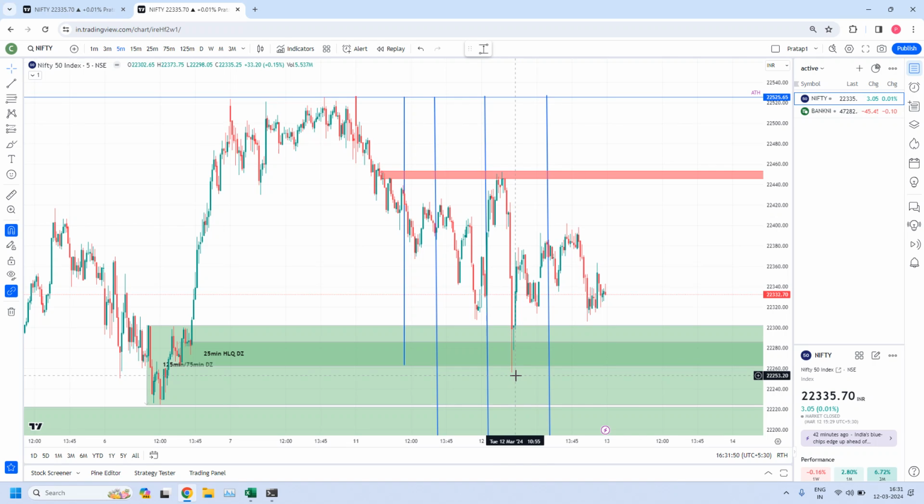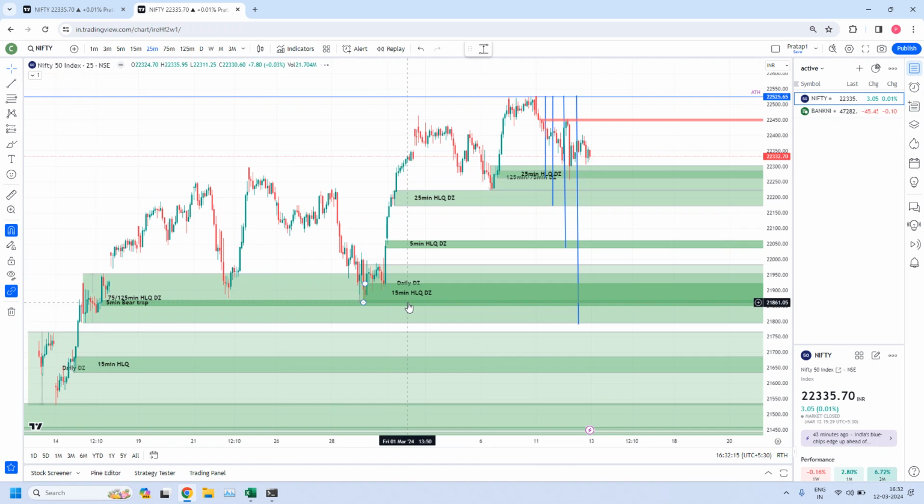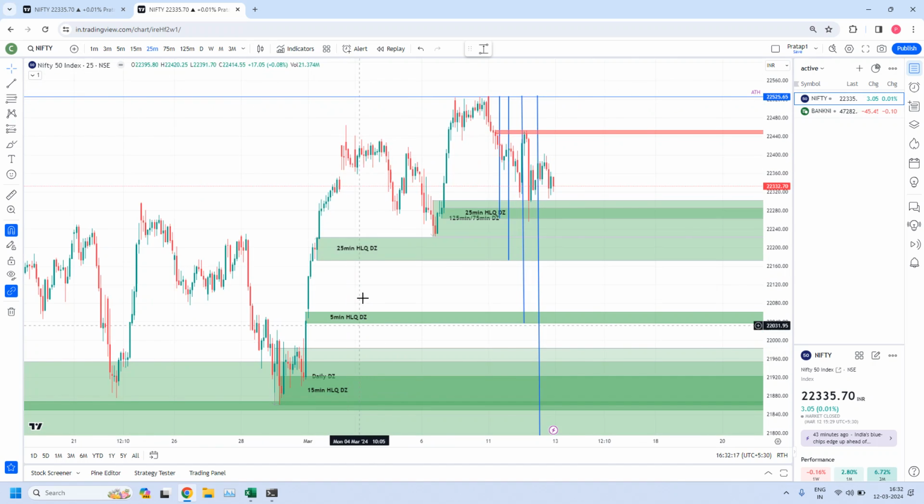Anyway, our next training lesson is going to be on stop loss buffers. Probably during this weekend or before the weekend, we will discuss stop loss buffers in detail for all the time frames. But today I will give you an explanation for the 5 minutes time frame. So Nifty is within this 25 minutes high liquidity demand zone, within this stop loss buffer. Let me change it to the 25 minutes time frame.